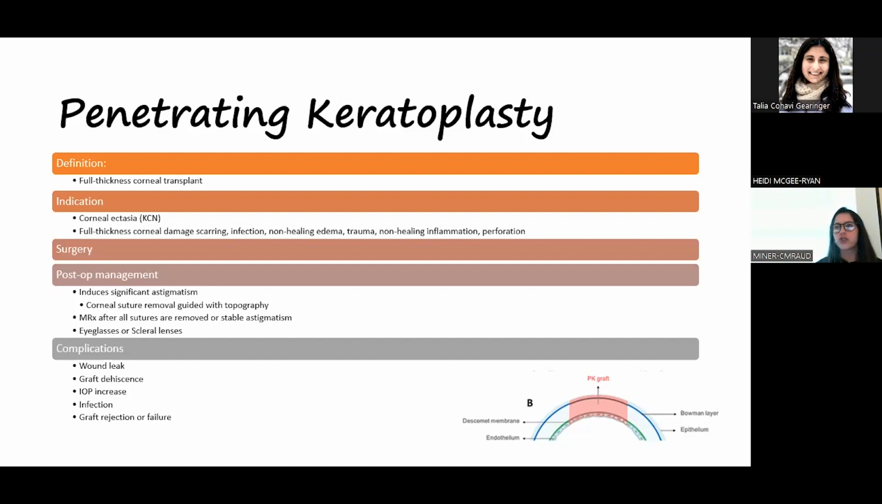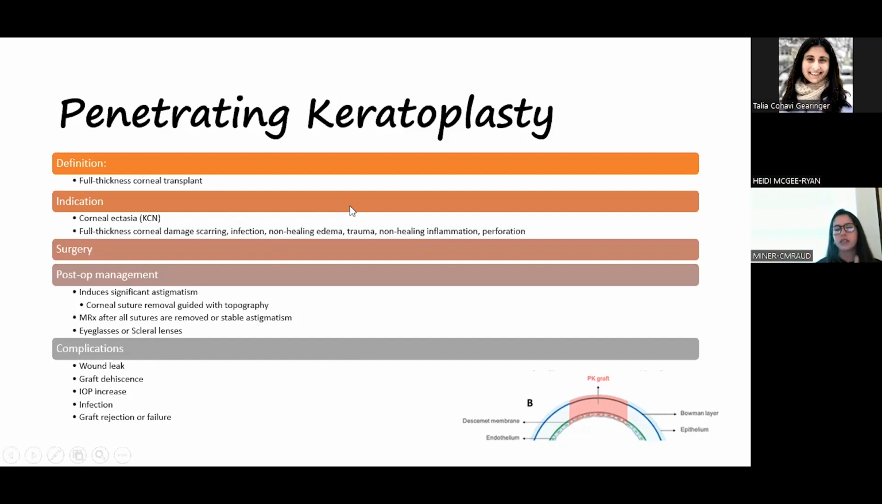As with any surgery, there are possible complications after. We can have a wound leak, meaning that the interface between the cornea that was transplanted and the patient's cornea hasn't sealed completely, and then there's some aqueous coming out of the eye.